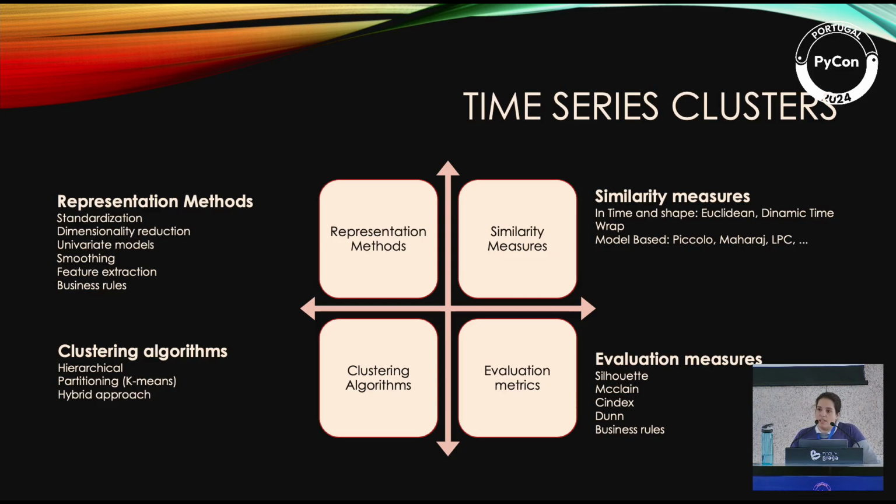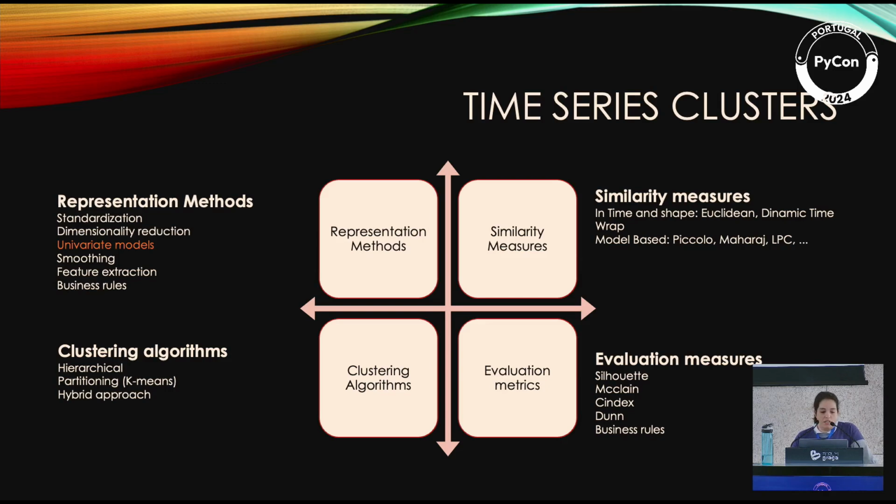In terms of clustering approaches, the way we form groups of things that we consider to be similar, we have hierarchical, partitional, and hybrid approaches. In terms of evaluation, we have silhouette, McClain-Rao index, Dunn, and business rules. So the combination of these four key factors will produce different groups or approaches. This is a large world of time series clustering, and I focus here on some specific parts of these 4 keys.